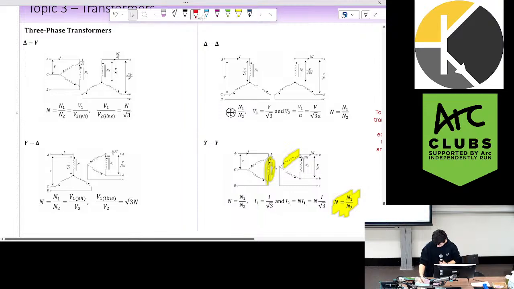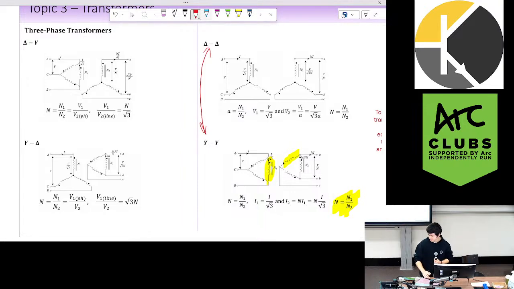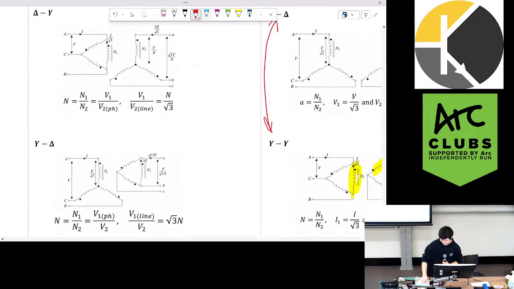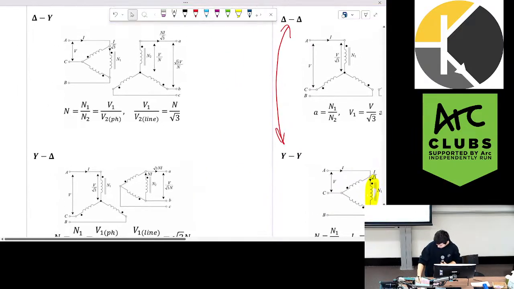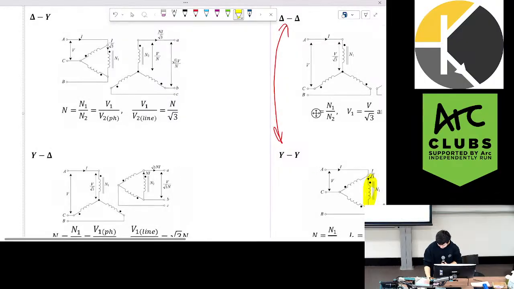I believe there's a mini mistake we made: delta delta, Y to Y, opposite way around. Whoops. All right. Something to note, if we are converting delta to Y, we know that the voltages are going to convert because now instead of taking one voltage here to here, we need to take the summation of the two, so it's similar to our phase to line conversion.